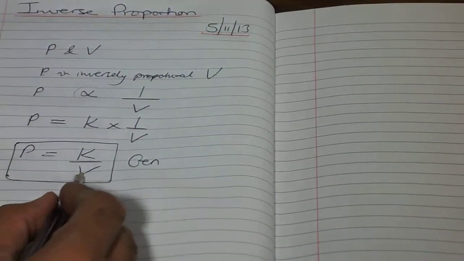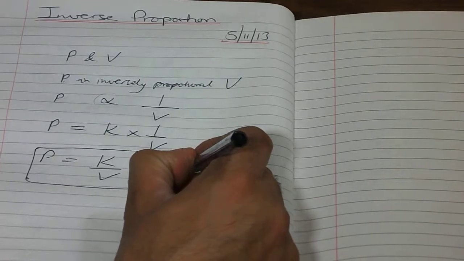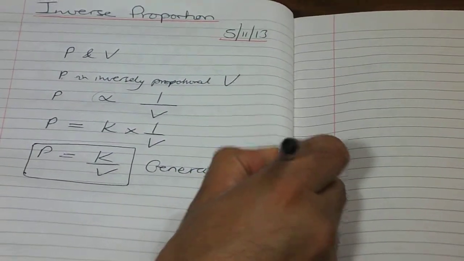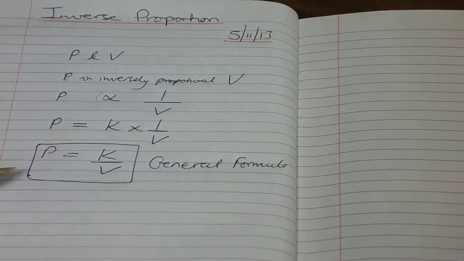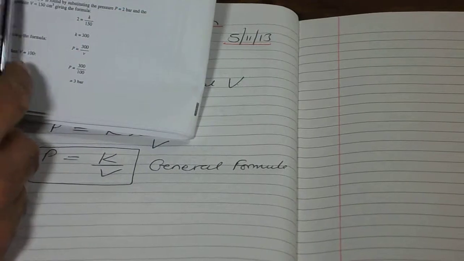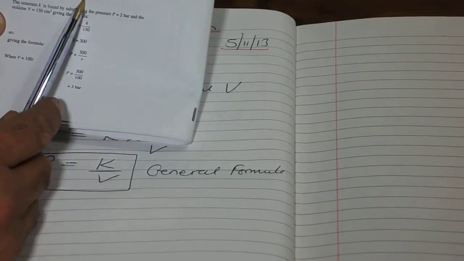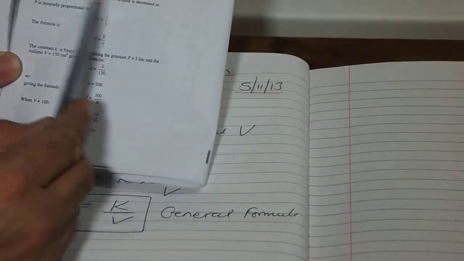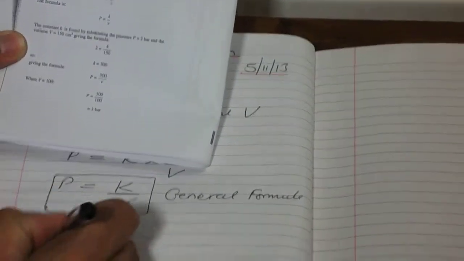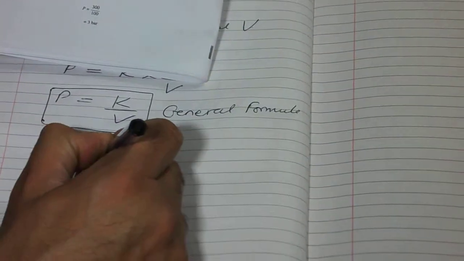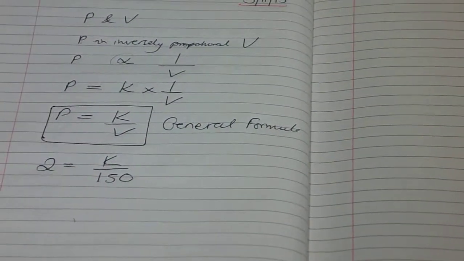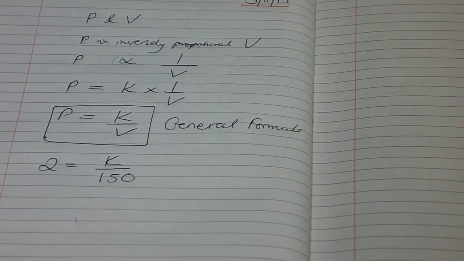So P is equal to K over V. This is called our general formula. Now it says in this question that we need to work out the constant K first of all. When the pressure is 2 bar, the volume is 150. So these are the values they give us, and we need to use those to work out the value of K.